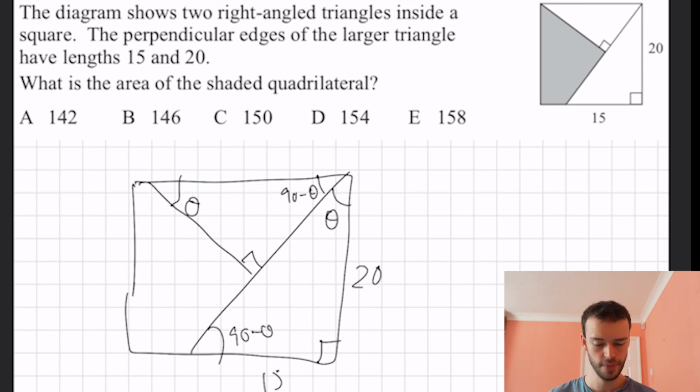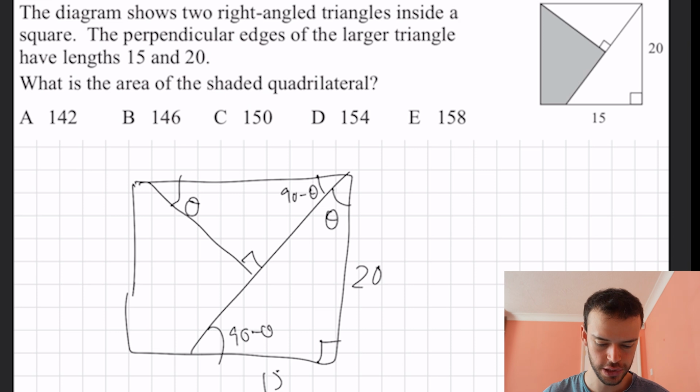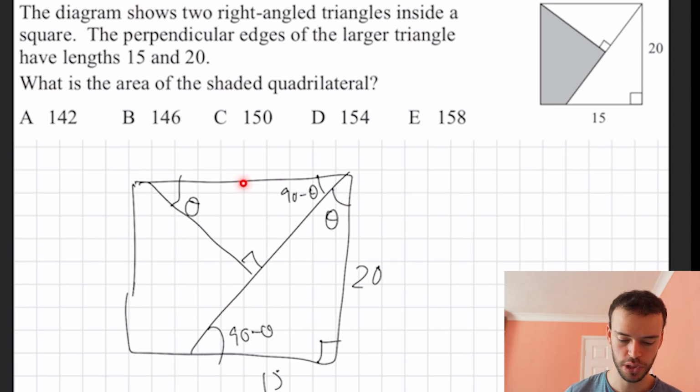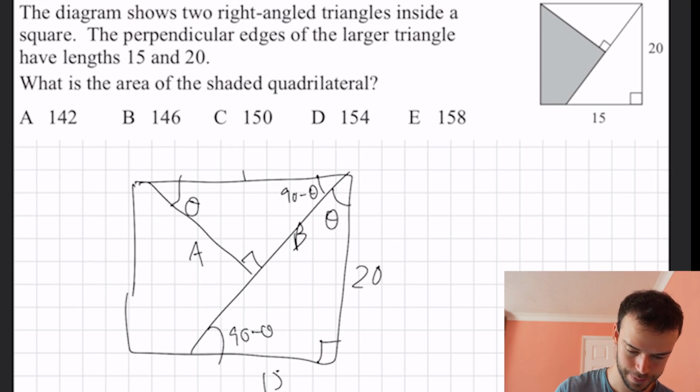Cool. What do we know about similar triangles? We know that the ratios of their lengths will be the same. So for example, the ratio between the hypotenuse will be the same as the ratio of this length and this length. That's very interesting. Now the good thing is we know the hypotenuse of this triangle, since it's one of the sides of the square. It's just going to be 20. So let's just put that in straight away.